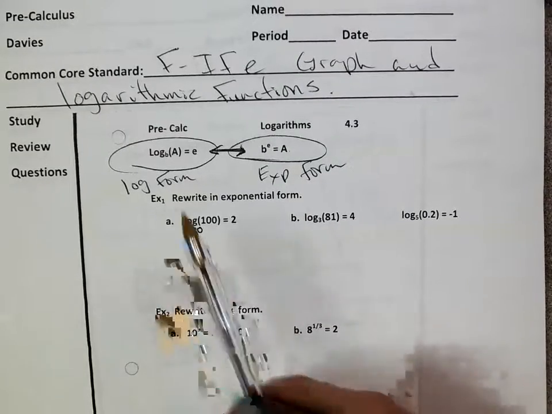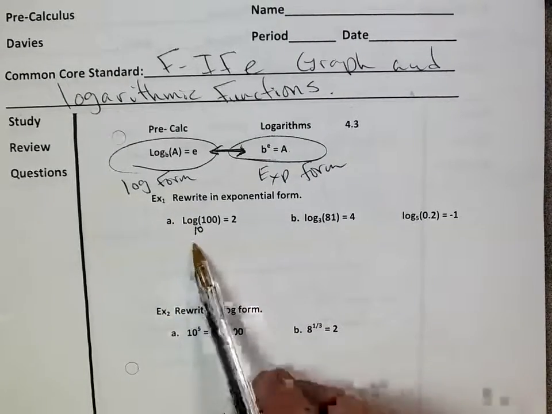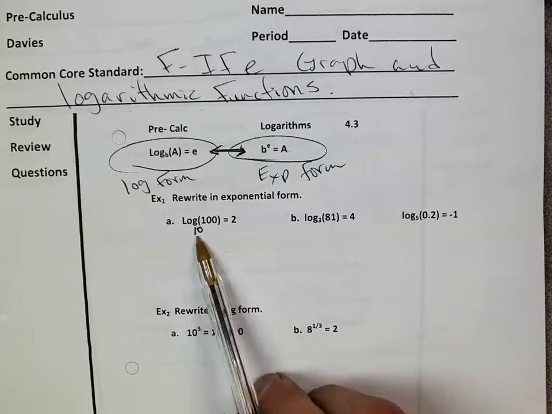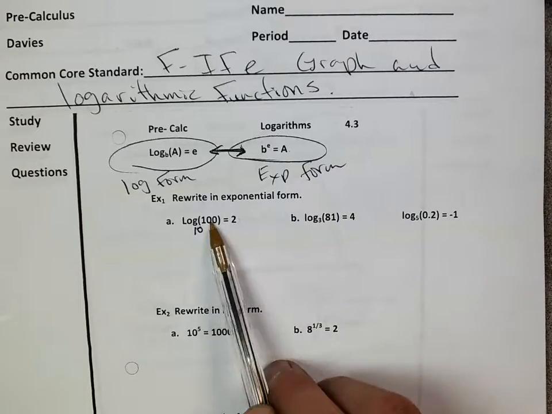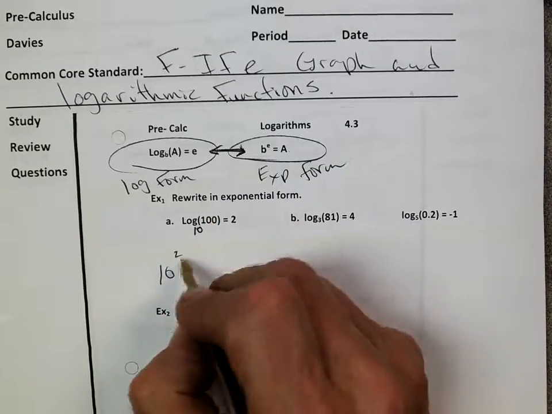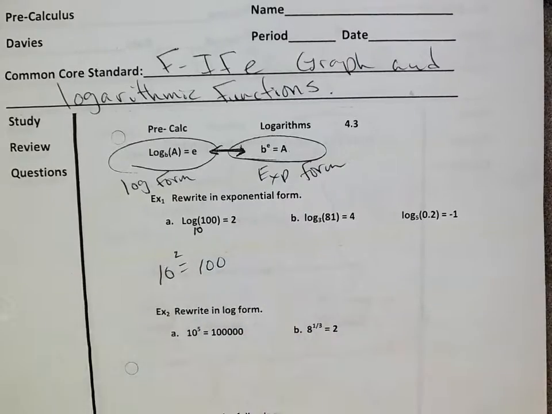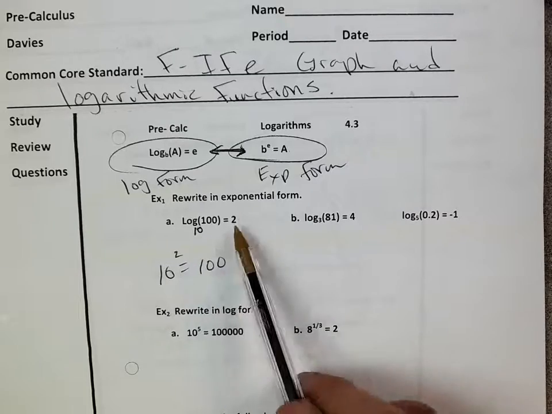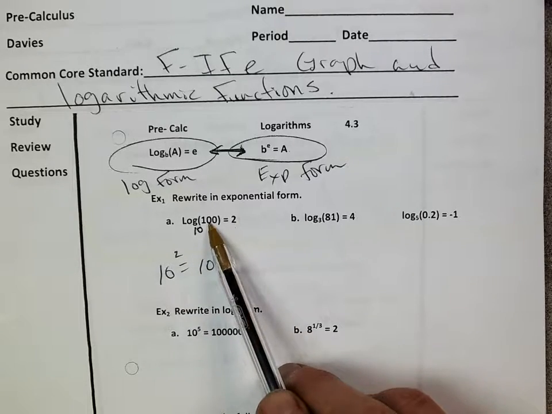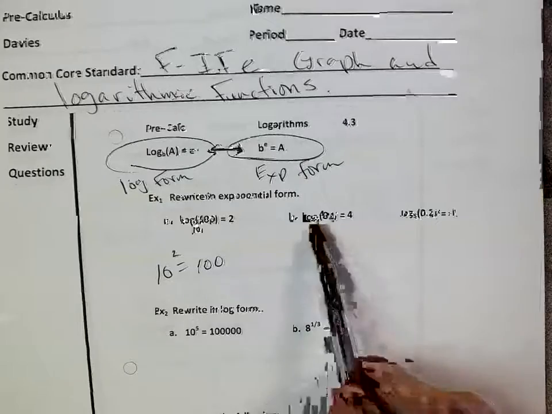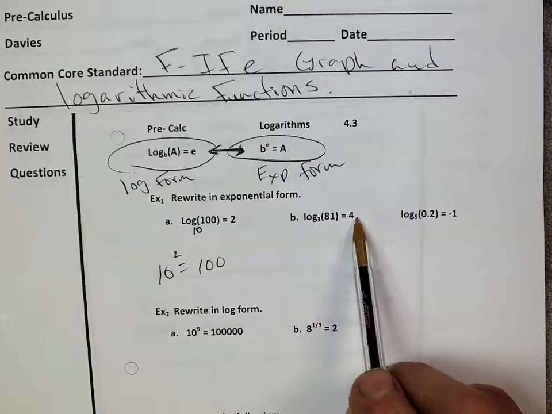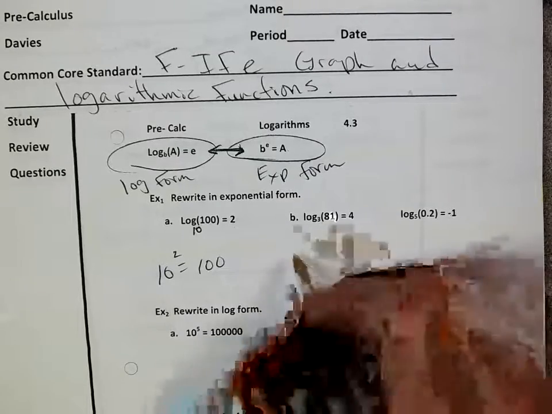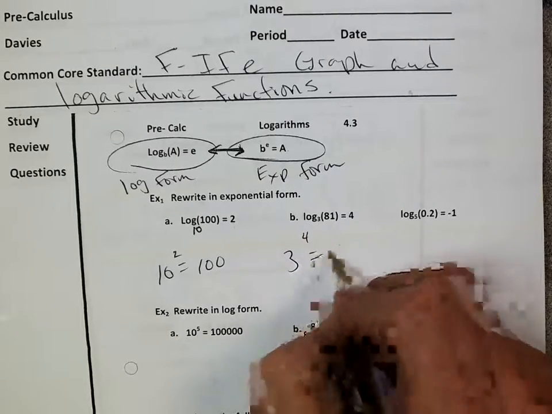Now watch. Everybody watch. 10 to the 2 power equals 100. So I just changed it from log form to exponential form. I went 10, the base, to the exponent equals what's inside. That's all I did. B, we're going to go 3 to the 4th power equals 81. That's all I'm going to do, changing it from log form to exponential form.